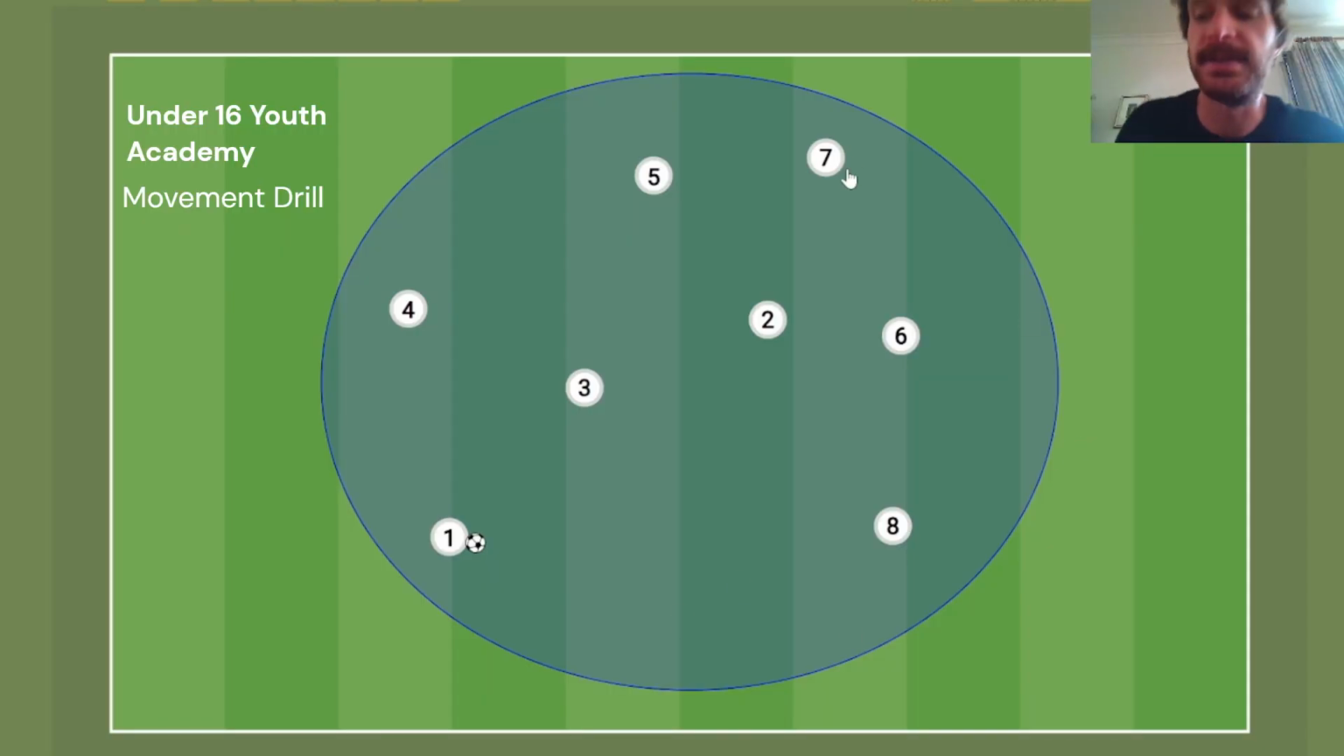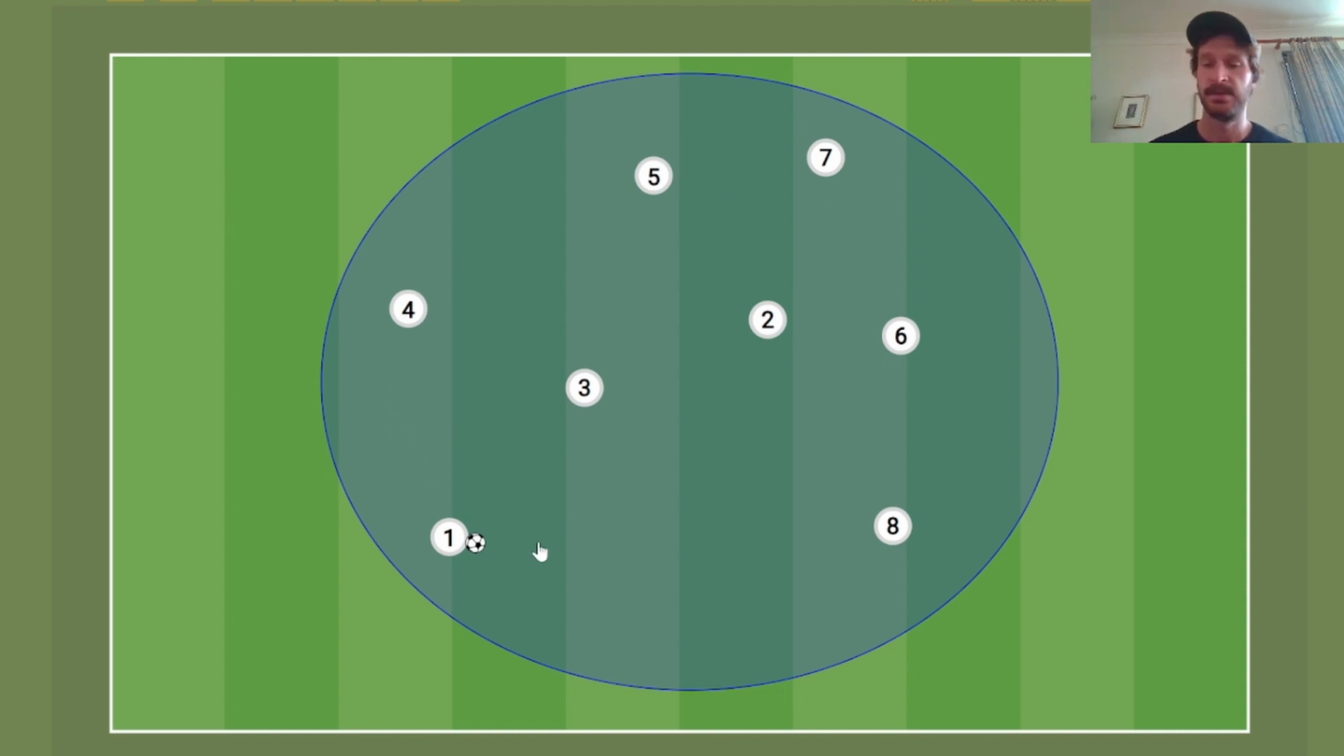So this practice is for a youth academy under 16 side, and we're looking at developing the principle of movement within the players. So it's a multi-directional unopposed practice, so we're really focusing on the technical and tactical abilities of the players. So there's 8 players, and you can have 10, 12, however many you want, but we'll just go with 8 for the demonstration here.